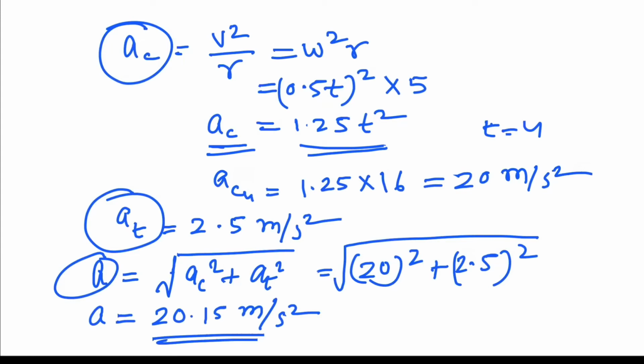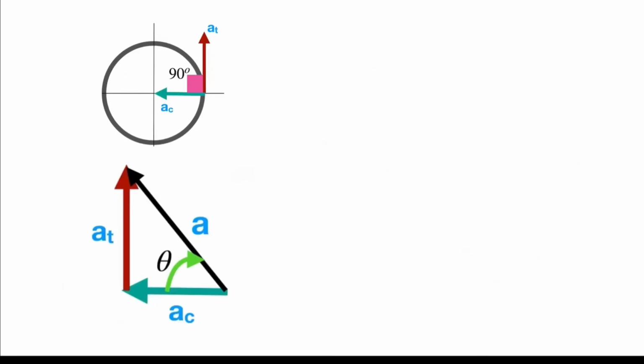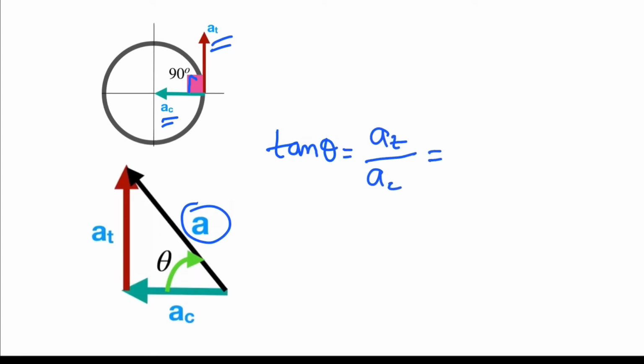Now this is the magnitude of net acceleration. How can we find out the direction of this acceleration? Since tangential acceleration and centripetal acceleration are always at 90 degrees, the net acceleration A is given by the vector sum of AT and AC. So the direction of A, if we consider it making an angle theta with the centripetal acceleration, then tan theta can be written as AT upon AC. And in this case, this is 2.5 divided by 20. So theta is equal to tan inverse 1 by 8.